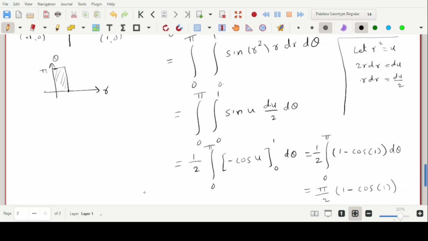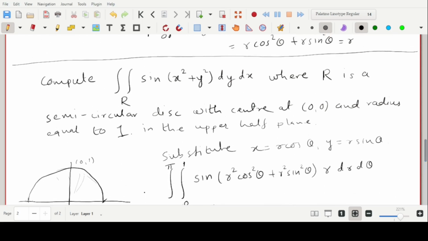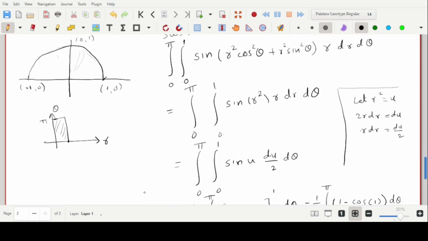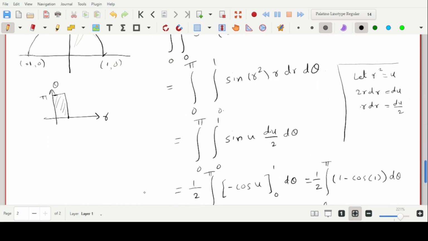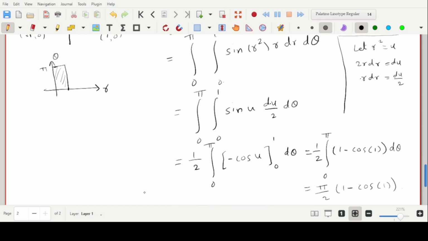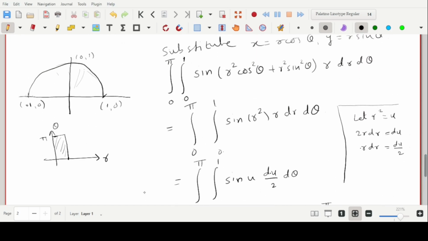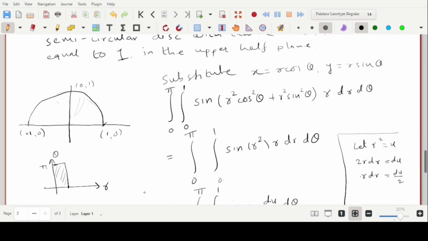Now observe that this integral was not easy to compute over the semicircular region if we tried to do it with respect to x and y, but when we changed that to polar coordinates, it became much easier. It became just sort of a cakewalk. So this is the power of change of variables, if we can properly make substitutions.